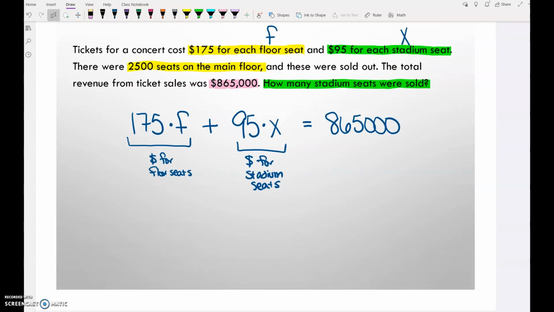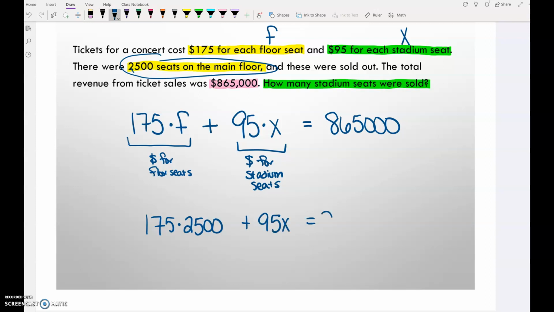Normally, this would be a systems of equations problem, but they gave us some extra information. They gave us this information. There were 2,500 floor seats, and they were all sold out. So we know that F is 2,500. We don't know what X is. X is what we are trying to figure out. So take a moment and finish solving that. Figure out what X is.